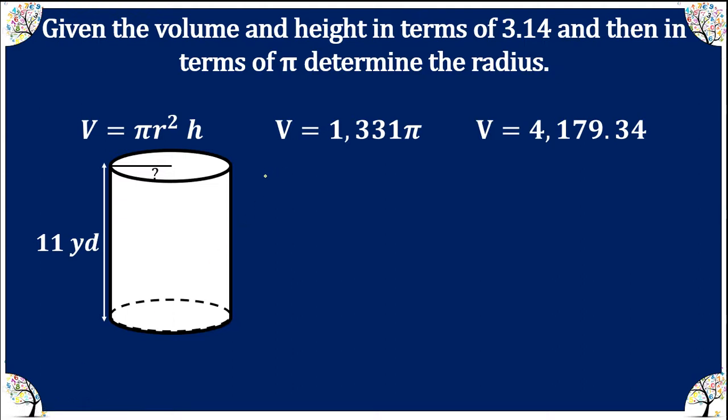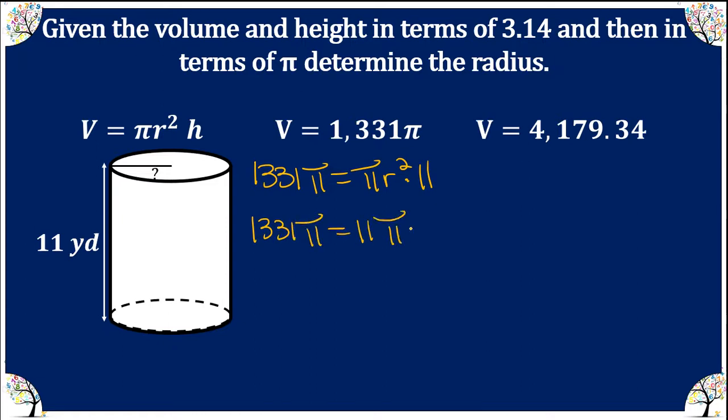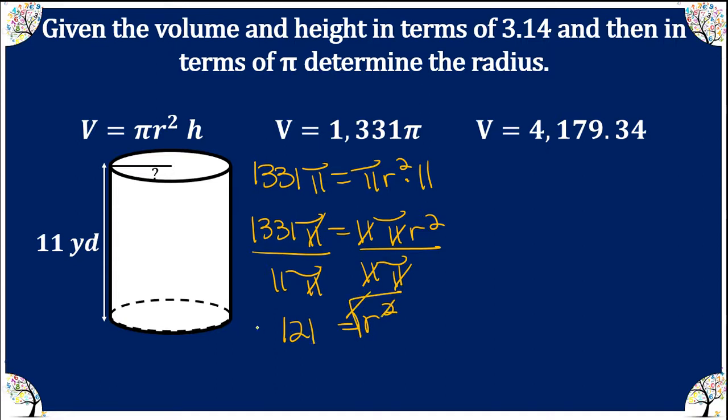Let's do one more. Again, we're given the height, we're looking for the radius, and we were given the volume. Divide by 11 pi to isolate r squared. Undo the squaring by taking the square root, and our radius is 11.